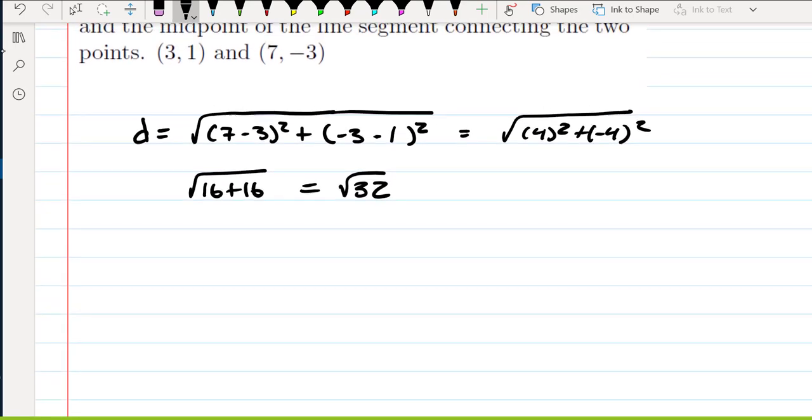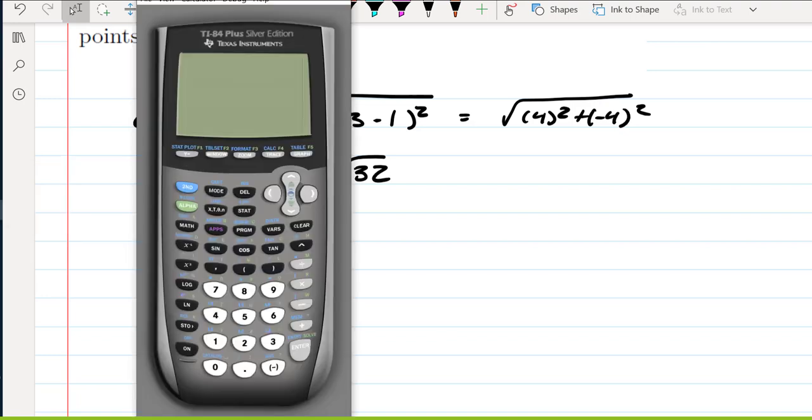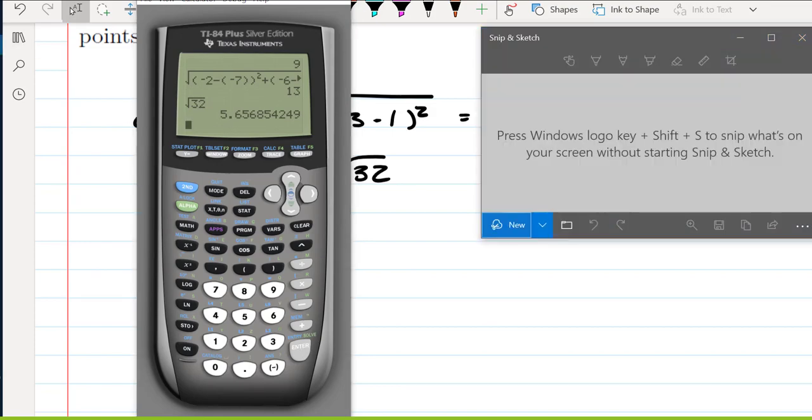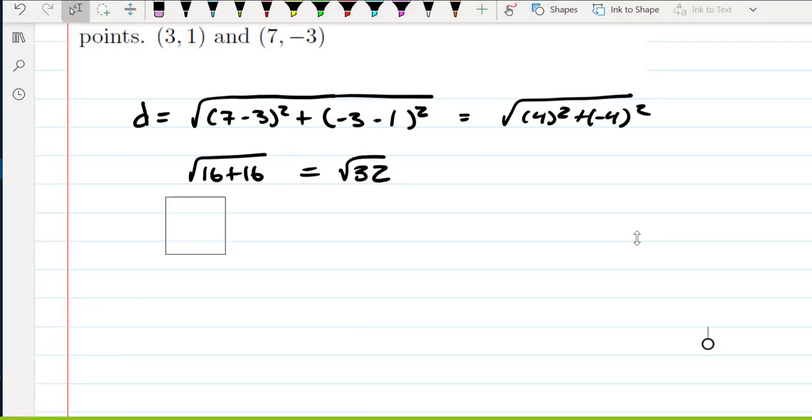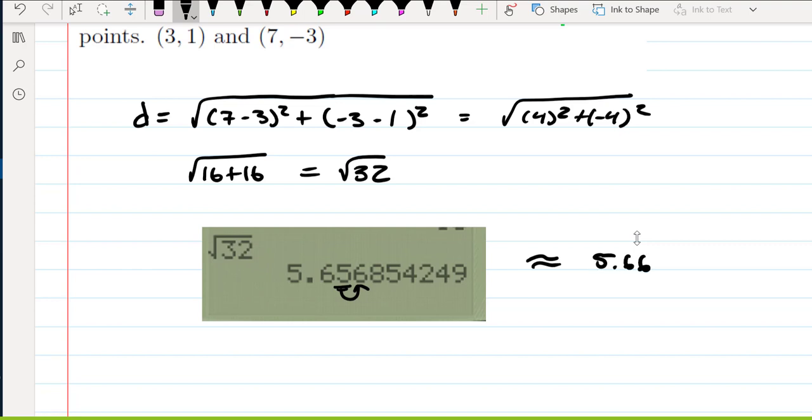So after we get to this point, MyLabs is going to ask us to enter our solution in two different ways. So one way is going to be a decimal approximation, and make sure you round to the appropriate number of decimal places. So if we do the square root of 32, we end up with this. And let's go ahead and round this to the nearest hundredth. So if we round to 2 decimal places, nearest hundredth, that would be right here. Using the 5 up rule, we look here. So 6 is bigger than 5, so we would round up and we would get 5.66 if we rounded that to the nearest hundredth.